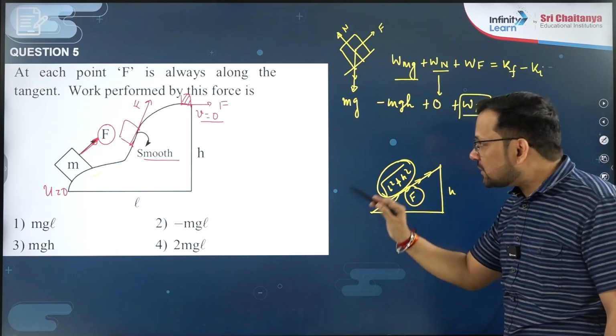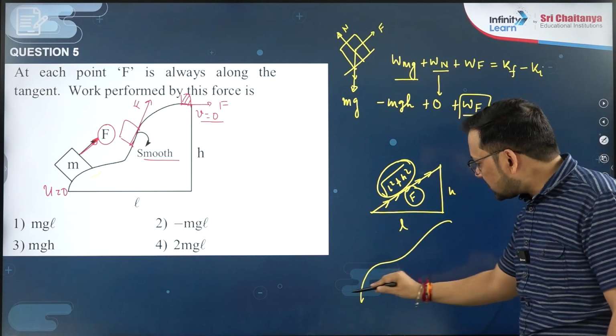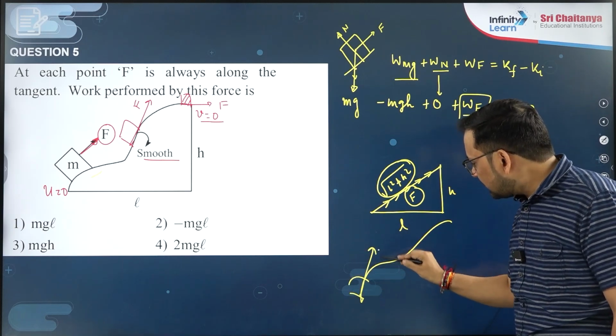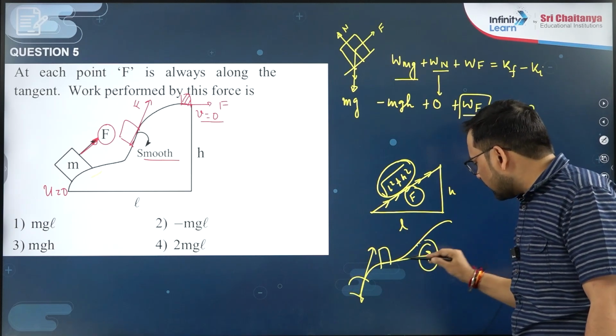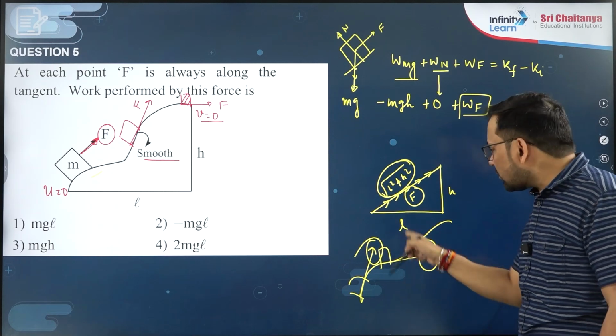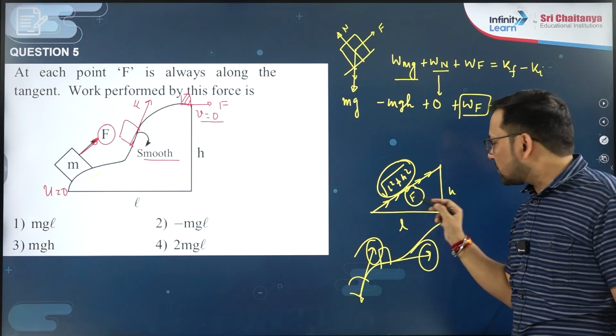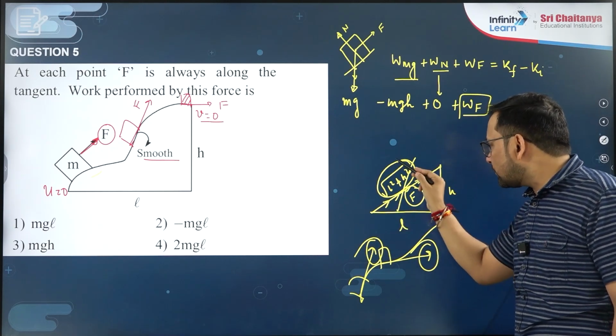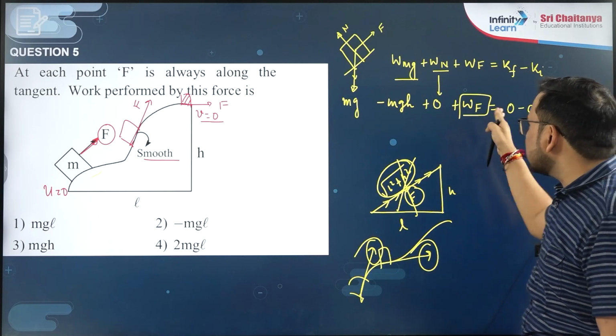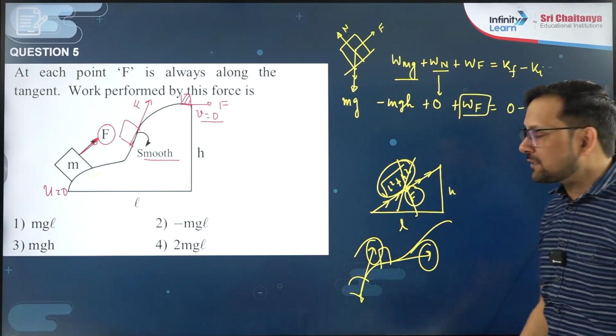In the question, force is always along the tangent, and that force is sometimes acting here, sometimes acting there. So the force direction is changing. It is not always acting along that direction. So force into displacement will not work here. That's why force into displacement is not going to work in this question.